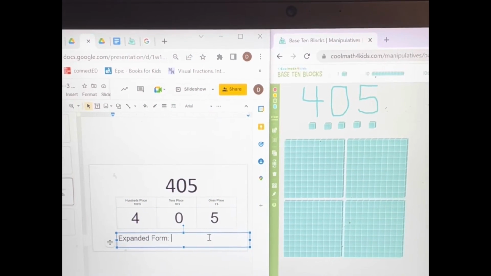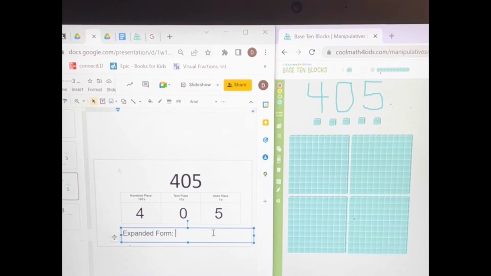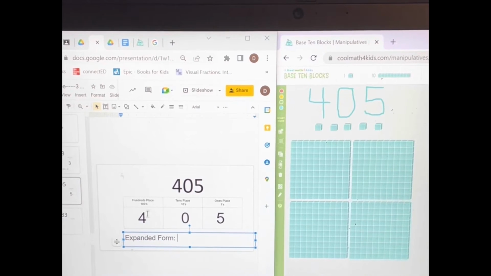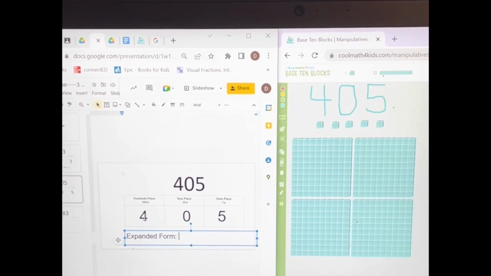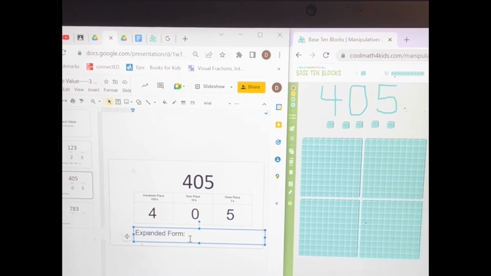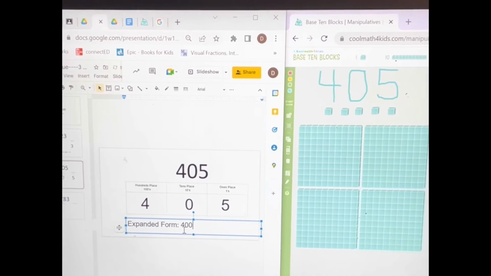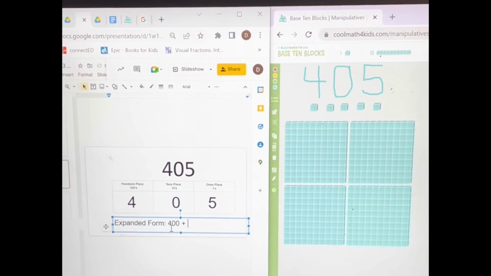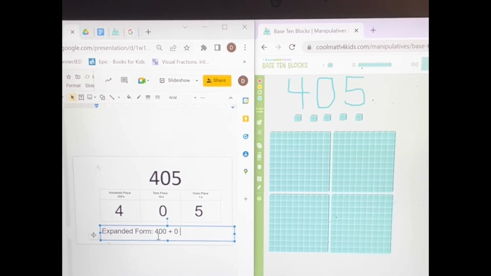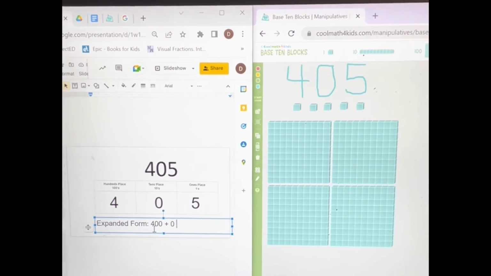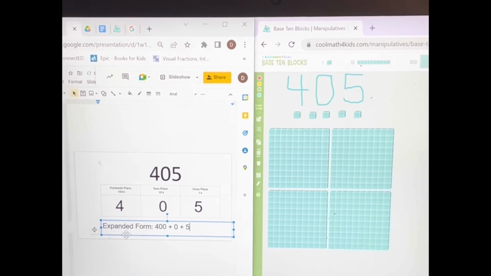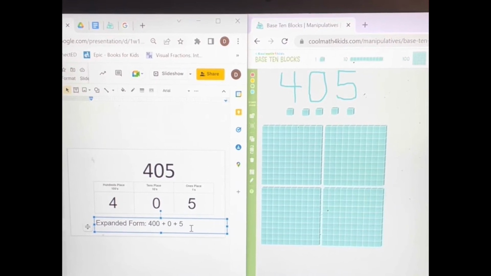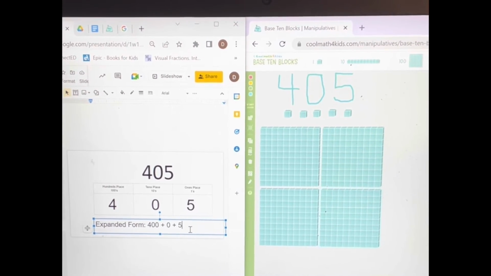Okay, so now I'm going to write the number 405 in expanded form. So the digit in the hundreds place in the number 405 is 4. So the value in the hundreds place is 400. There are 0 tens, so the value in the tens place would be 0. So 400 plus 0. And there are 5 ones, so the value in the ones place would be 5. So 400 plus 0 plus 5 is how you would write the number 405 in expanded form.